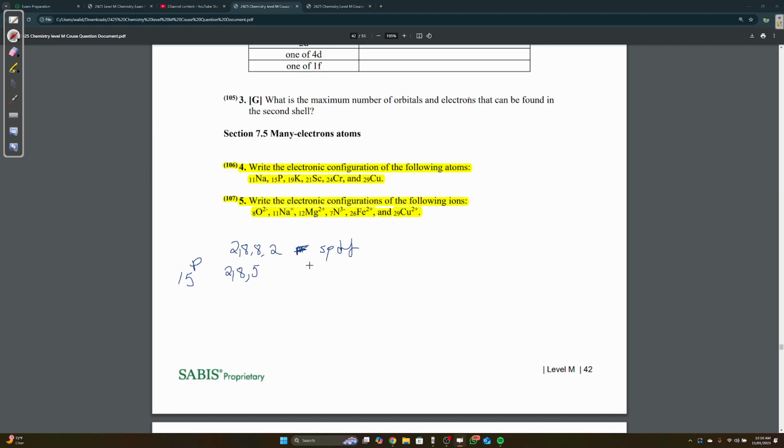Okay, how about using SPDF? You start with S2, always the first shell, 1s2. You move on to the second shell. I always start with S. S can hold 2. Since I moved on to the second shell, 2s2.